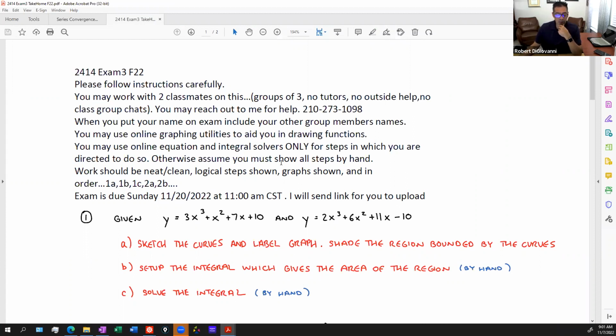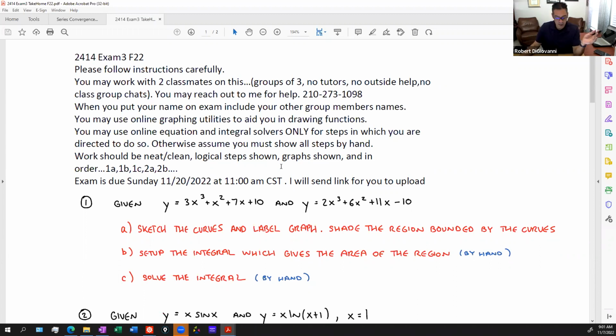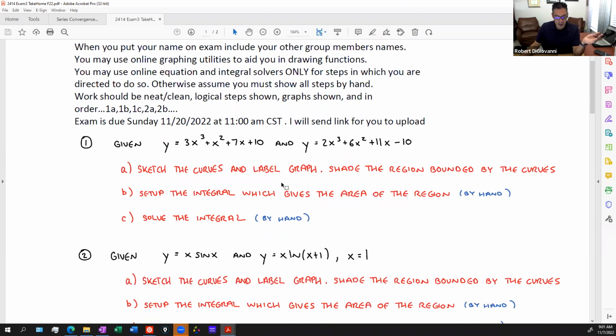Also, if you have any doubts about something, the way I want you to do something, just ask me. Because the last thing I want is for you to assume that I wanted you to do it a certain way and then you wind up doing it wrong. Like, for example, on the first one, you're given two curves. And so you're going to wind up having to get limits of integration on those.